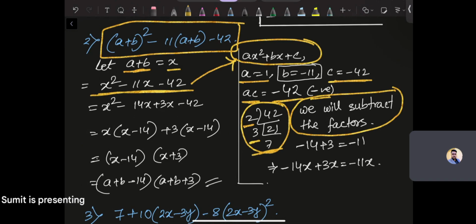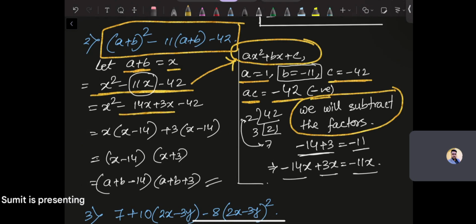You will subtract in that manner that you will do 2 into 7, 14 and 3. We should get the -11, na? What is there in the middle? -11, because the -11x was there, so -11 is there. So 14 and 3, how will you use them? -14 plus 3, and that will give you -11. Okay. So -14x plus 3x equal to -11x. So -11x will be replaced by -14x plus 3x over here.